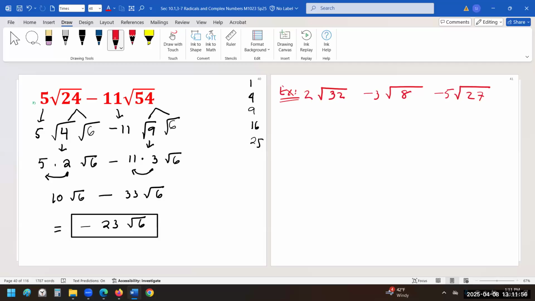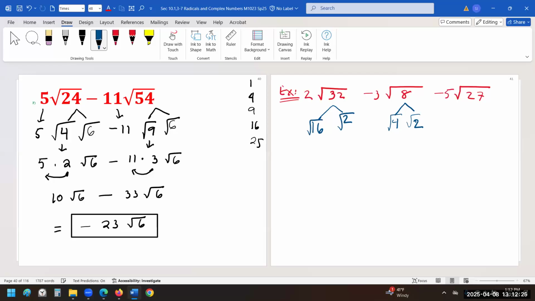Which one is the smallest radicand, smallest inside? So let's start with 8. How do you break down 8? 4 and 2. That means you want to divide the other radicands by 2, if it's divisible. Can you divide 32 by 2? How many times? 16. Can you divide 27 by 2?